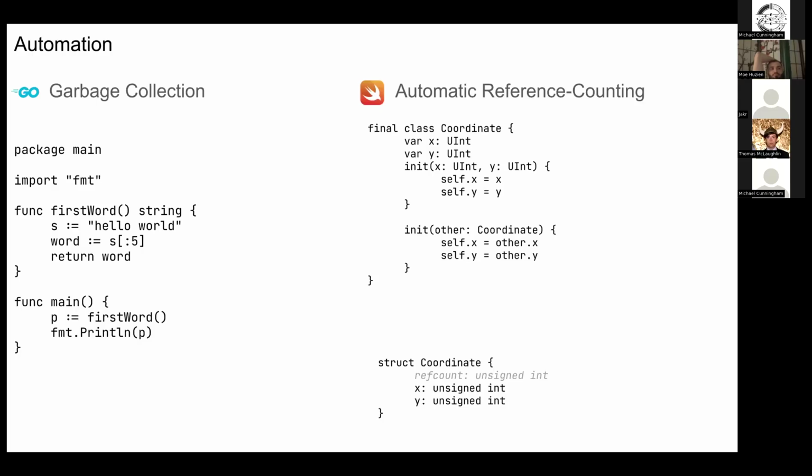Does that make sense to everyone? Does anyone have questions about how automatic reference counting works, or not getting it, not understanding?